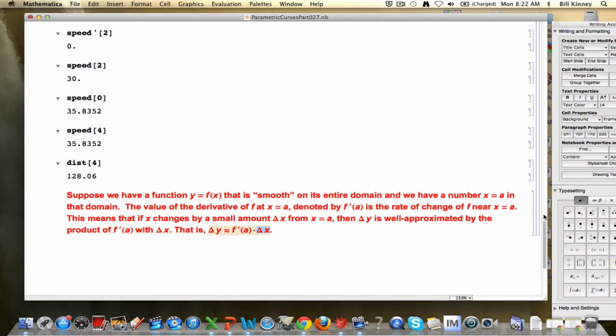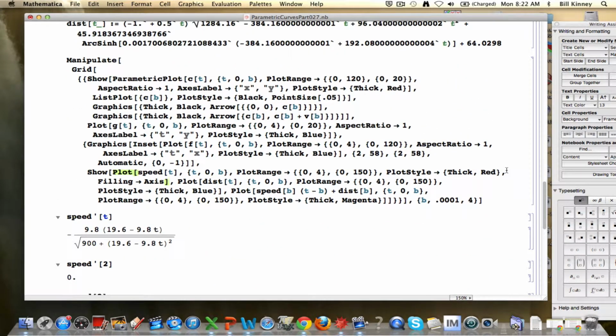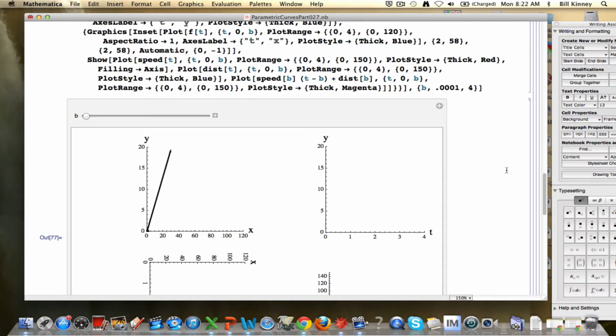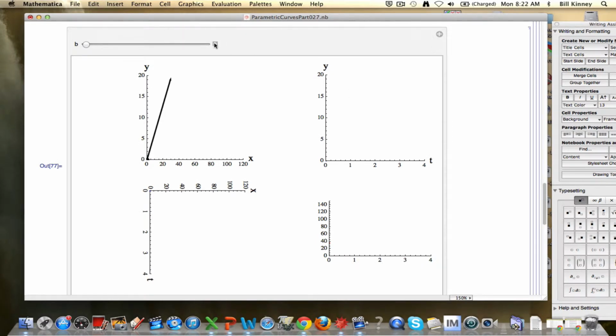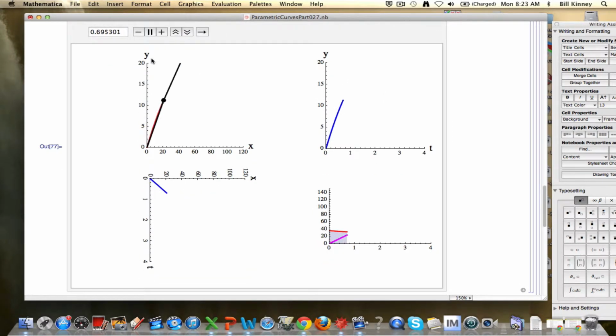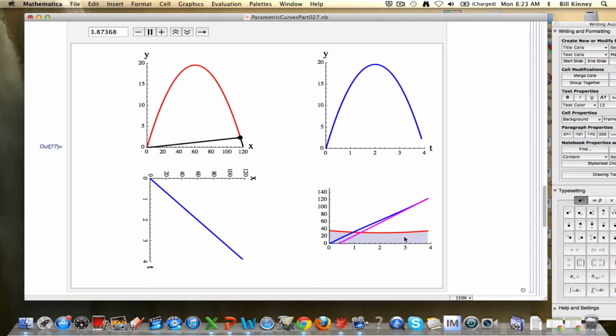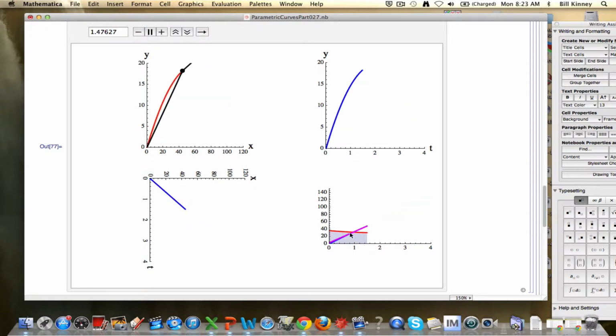Let's go back up to our animation. Here is our animation of the motion of a ball as it moves through the air in the upper left, and some other graphs, including the speed graph in the lower right. That's in red. The blue graph is the distance traveled function, and the magenta graph is its tangent line at every point as b changes. b is our animation parameter.